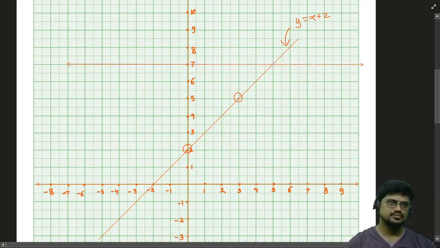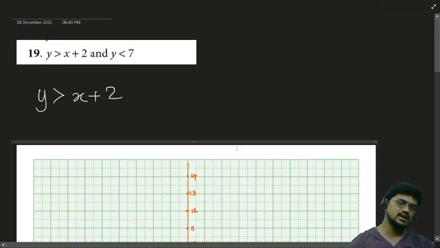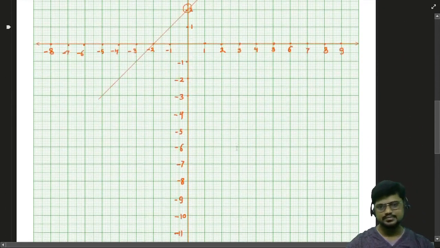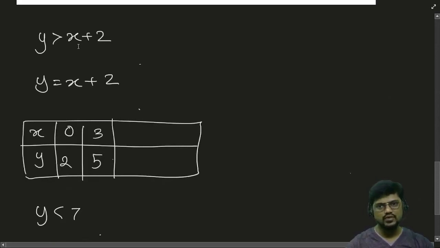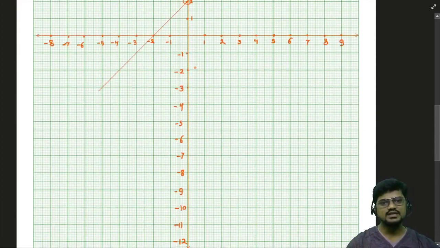Yes or no? This is what my equation of y is equal to 7. Fine. Now if I want to draw the shaded and the unshaded part, the inequality was y is greater than x plus 2. So you have to test for origin.